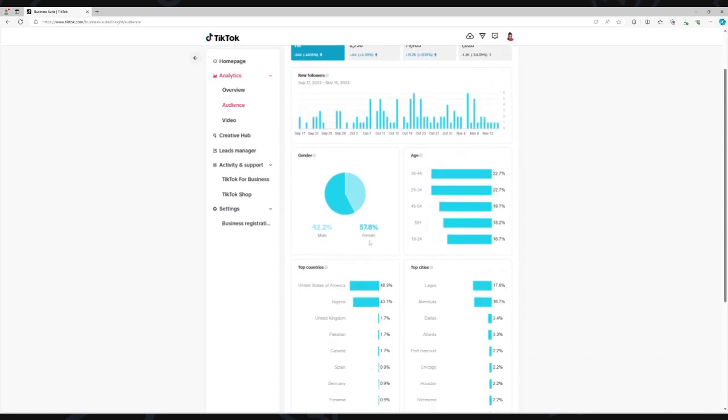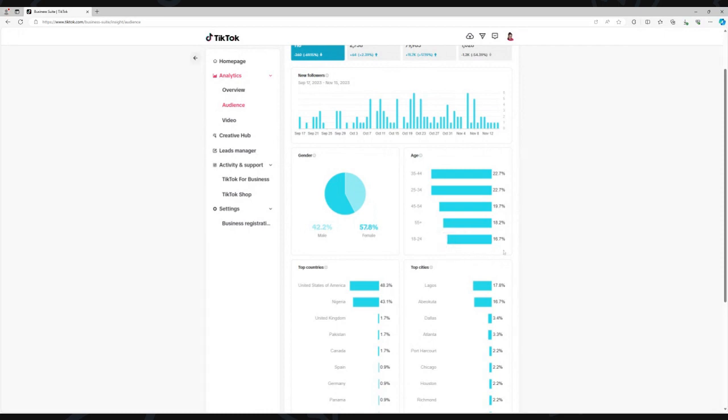I have close to 60% female and a little over 40% male as far as who my audience is. So to me, that's a perfect balance. It's not 50-50, but it's close. Then when I look at the age groups, I'm looking at the percentage in here. This is a good balance. So basically, my audience consists of people anywhere from the age of 18 to over 55.